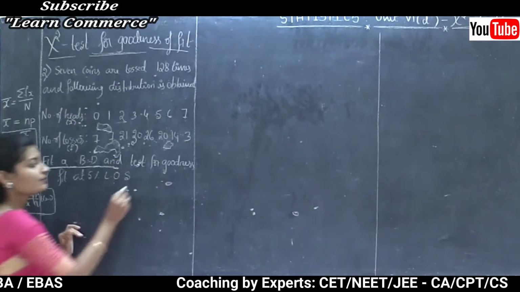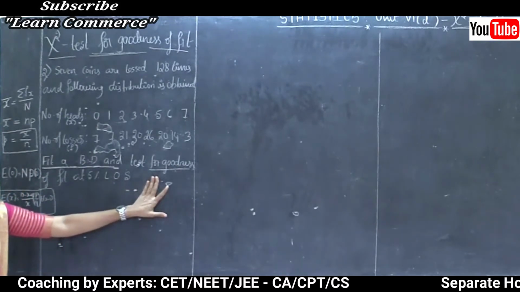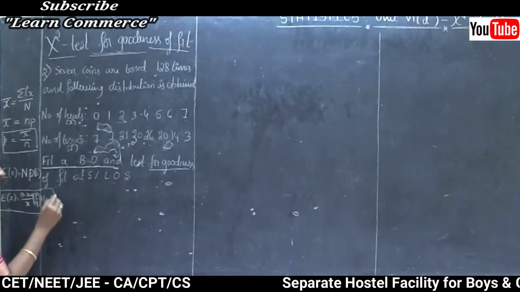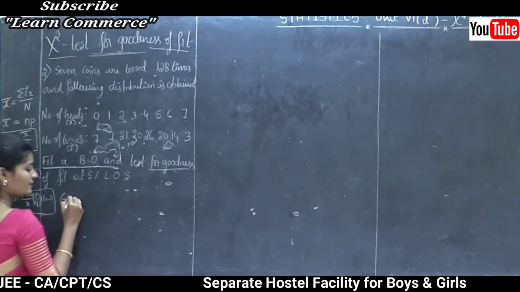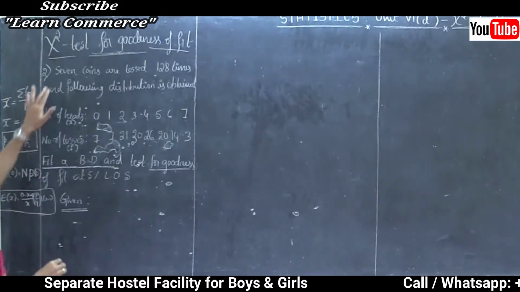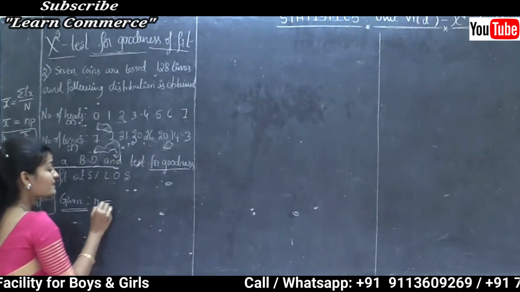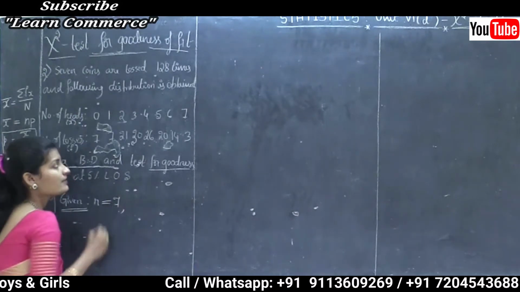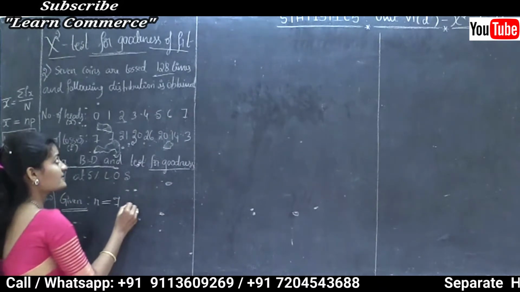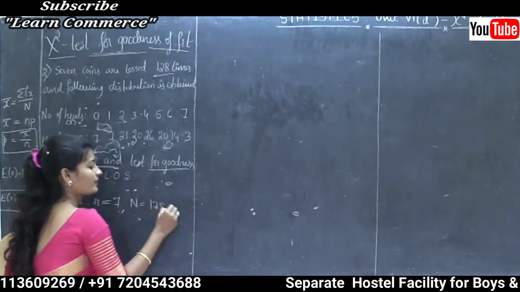And next, what are the test procedures for chi-square test for goodness of fit? The first step is setting up of the null hypothesis. Before that I will write the given observations. Small n is the sample size, that is 7. Then one more observation is given, that is 128, which is capital N. So that is 128. Okay, next.